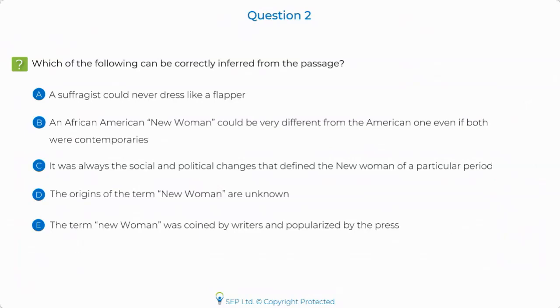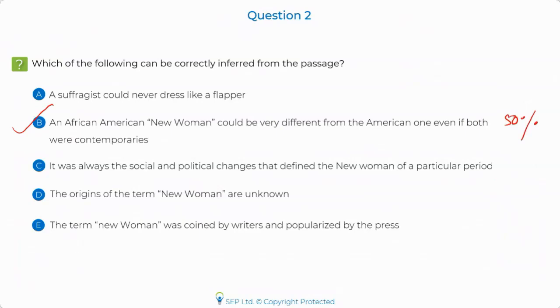So let me move to the next question. Here comes the next question. All right. None of you went for A. 50% of you marked B, which is the correct answer. Good. So this was a detail-based question.